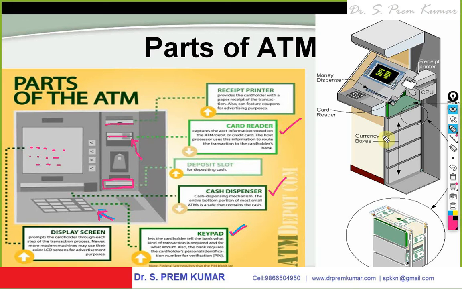Inside the ATM you have a vault. A vault is the area where the cash is stored. It is an area inside the ATM where the cash will be available. In general terms, we call it currency boxes. The currency boxes are nothing but the vault. The entire processing is done by the CPU, the Central Processing Unit.